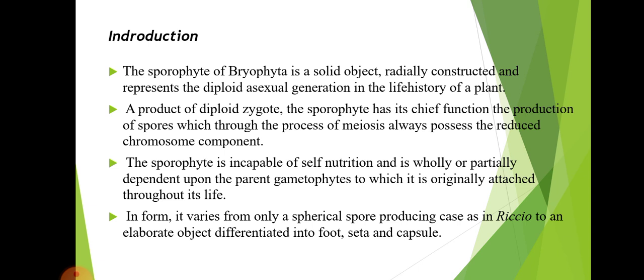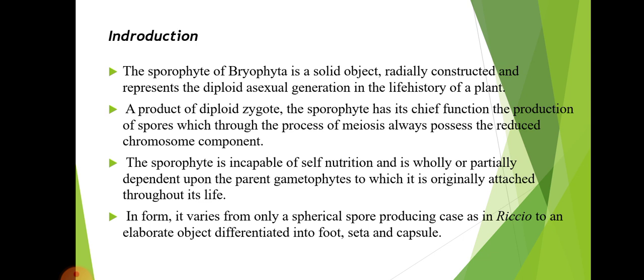If you see the introduction of evolution of sporophyte in bryophytes, the sporophyte of Bryophyta is a solid object, radially constructed, and represents the diploid asexual generation in the life history of a plant. A product of the diploid zygote, the sporophyte has as its chief function the production of spores, which, through the process of meiosis, always possess the reduced chromosome component.